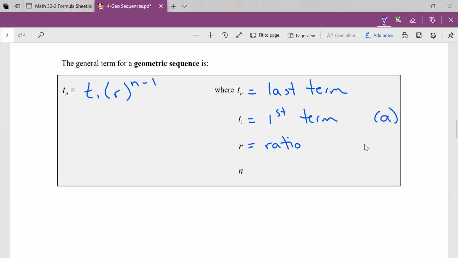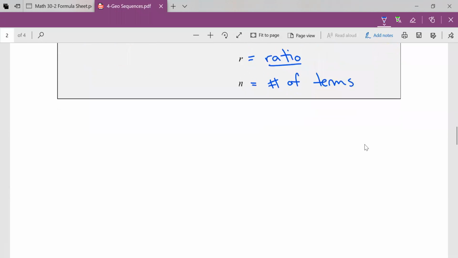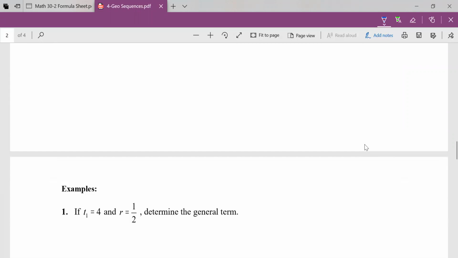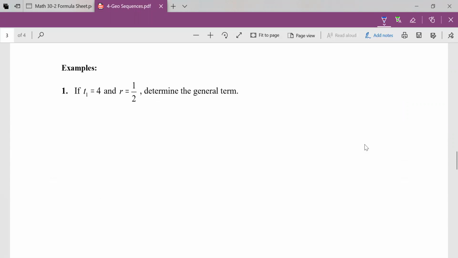r is this new thing here, the ratio. It's what we're multiplying by. And n is the number of terms. Now, I always want you to think that we're multiplying. I don't want you to think we're dividing. So if we're getting smaller, I want you to think that our ratio is actually a fraction. I don't want you to think of this as division. All right, let's see just how much this looks like arithmetic sequences. It's just a new formula, a new general term.